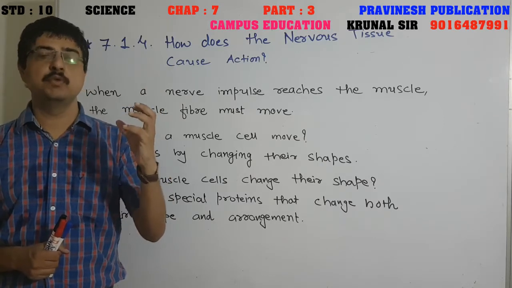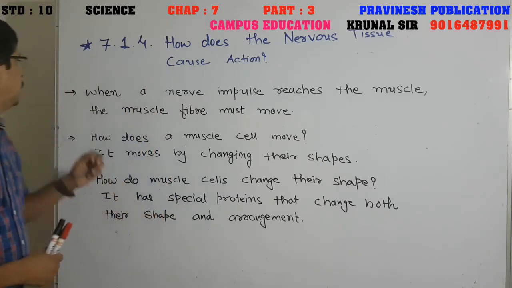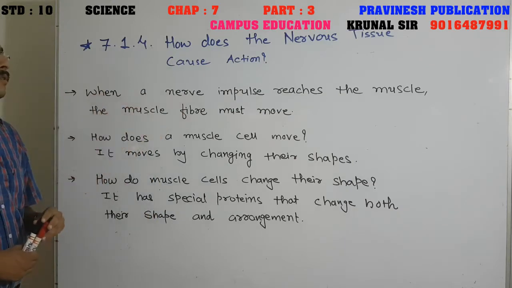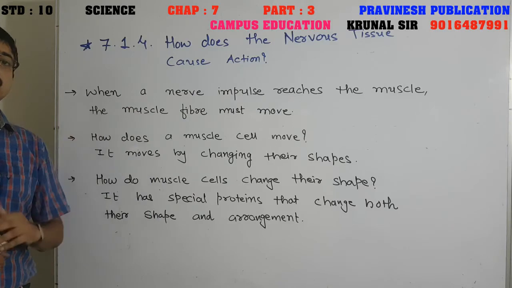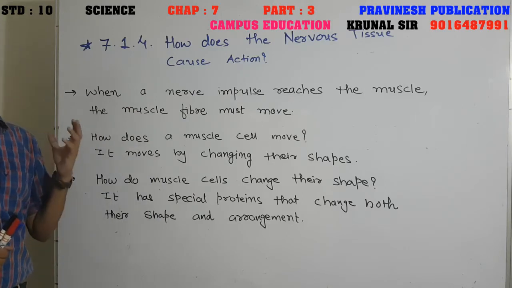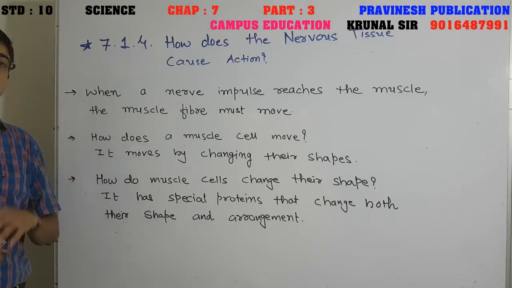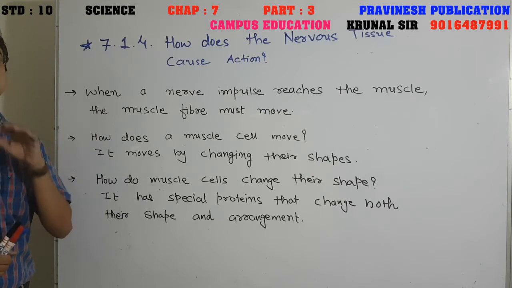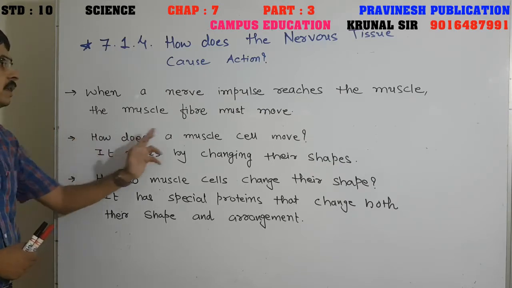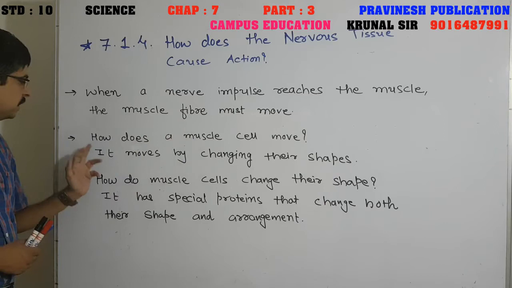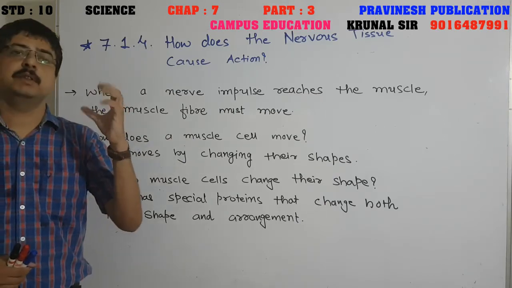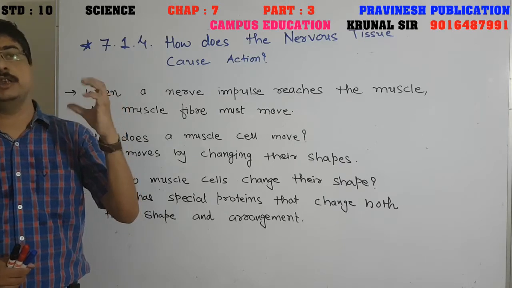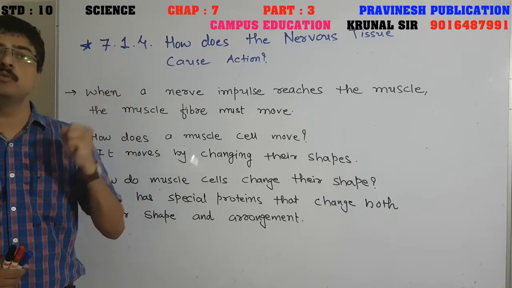How could I move my fingers? When a nerve impulse reaches the muscle, the muscle fiber must move. Friends, we have a muscle, so whenever any nerve impulse reaches the muscle, this muscle must move. How does a muscle cell move? It moves by changing its shape. Friends, we have these muscles and I can change their shape so I can show some movement.